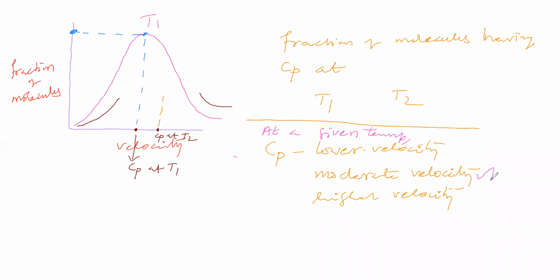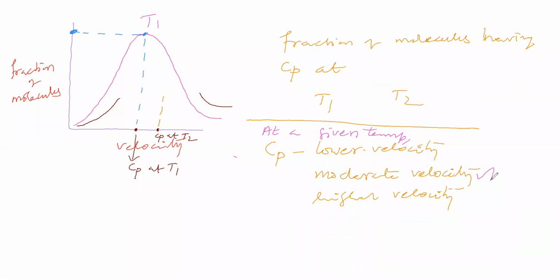So least velocity possible, highest velocity possible, moderate velocity possible. Now see, most of the molecules will have which velocity? Moderate velocity, or lower velocity, or higher velocity.